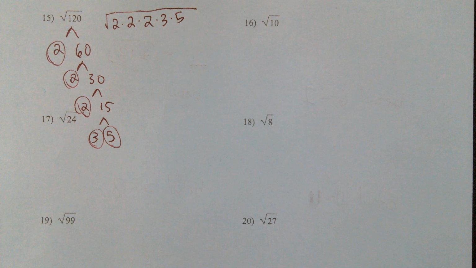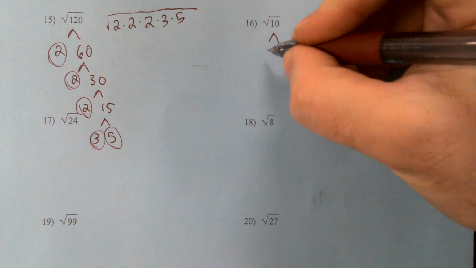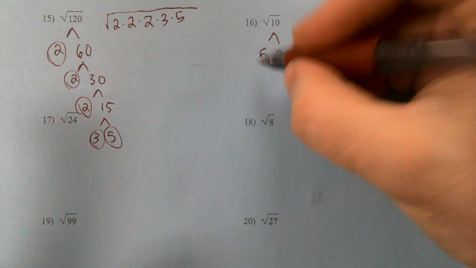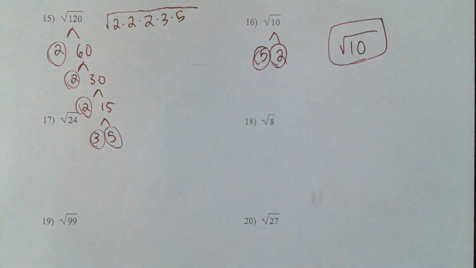Now 16 is a weird one, right? Kind of a trick question of sorts. What 2 numbers multiply to give me 10? 5 and 2, right? Can we split either of those numbers up anymore? No, we cannot. Is there an identical pair of factors that we can pull out here? No, there's not. So our answer is just the question. Square root of 10.